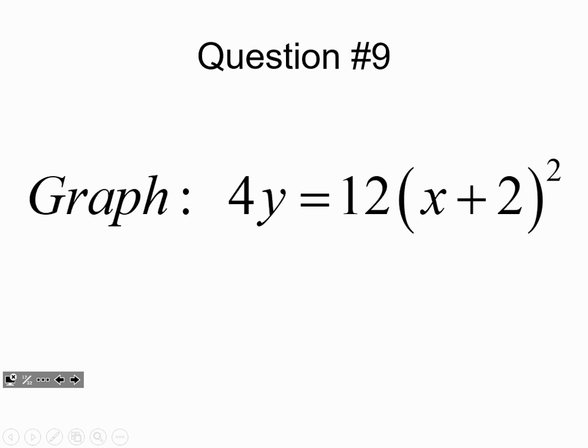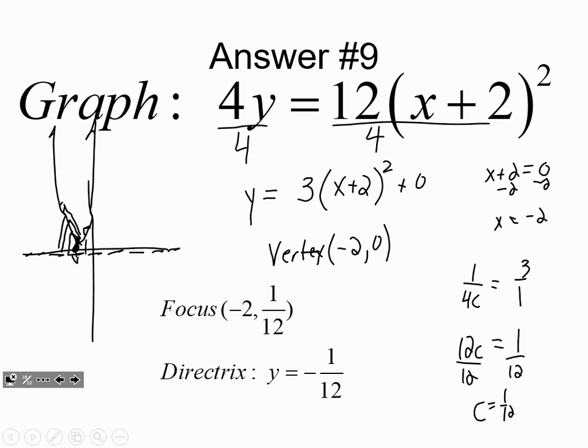Alright, let's take a look right over here. Again, get that y by itself. So you're going to have to divide. Does this 4 divide into the x plus 2? We know it just goes into the 12. So I did that to make my equation right there in vertex form. I got a vertex of -2, 0, because as I've always done, set that equal to 0. Set the 3 equal to 1 over 4c. You got c to be 1/12.